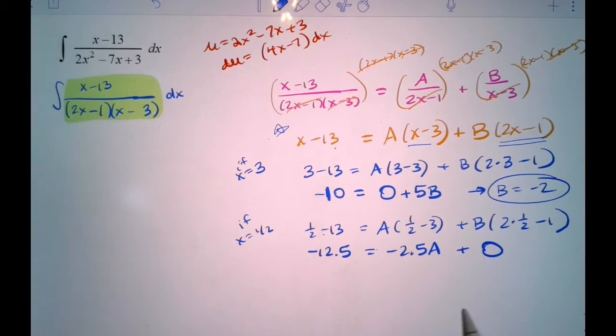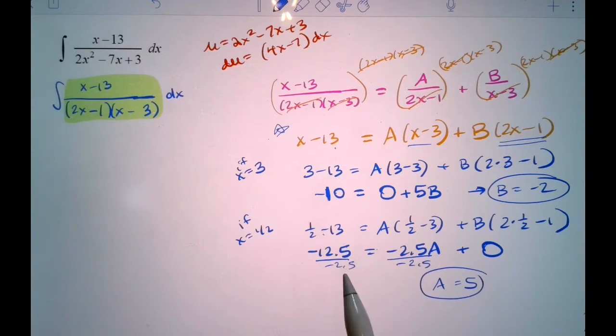So I can do this. I can divide both sides by negative 2.5. I know you don't have a calculator, but 2.5, well, will fit into 10 4 times, so there's an extra 1. So that means a is 5. And a is positive 5 because you have a negative divided by a negative.